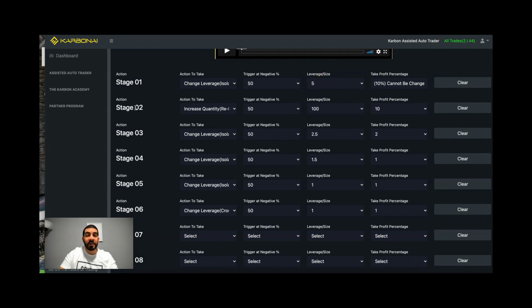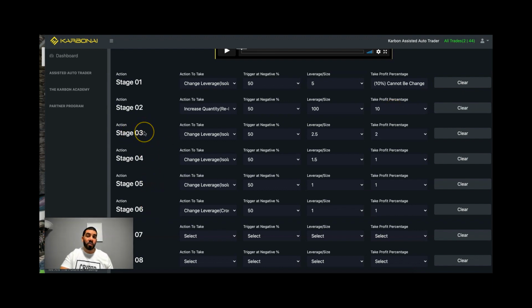So now let's say that the trade continues to go the opposite way. So we're getting close to stage 2. What stage 2 is going to do is rebuy another position if it continues to ride down 50% further in the opposite direction. It's going to rebuy the position 100%. And then it's still going to ride a take profit percentage of 10%. Now, as you can see here, there are more stages.